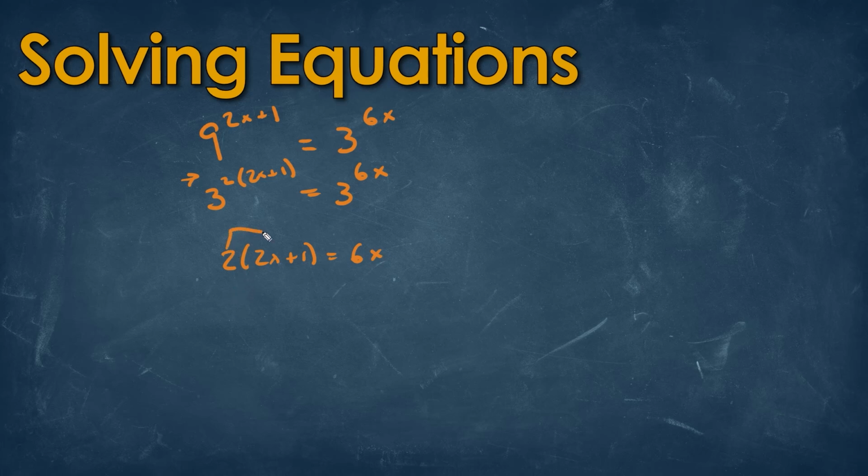We can multiply this out, these two values, so we'd have 4x plus 2 is equal to 6x. Subtracting 4x on this side will give us 2 is equal to 2x. Dividing by 2 on both sides will give us that x is equal to 1.